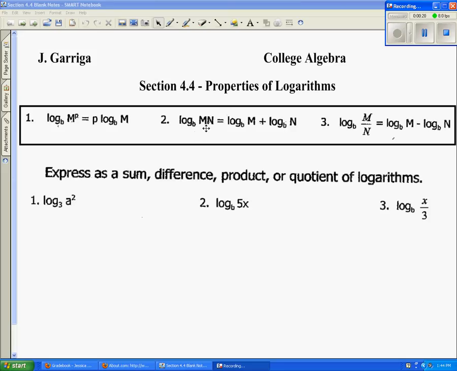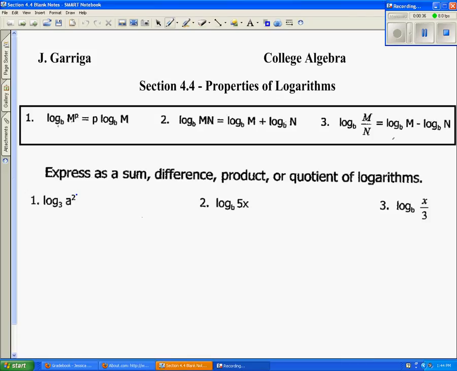The second property says if it's a multiplication right here, you can rewrite it as addition. And if this is a division, you can rewrite it using subtraction. So we're going to look at that in this first part and use these properties.